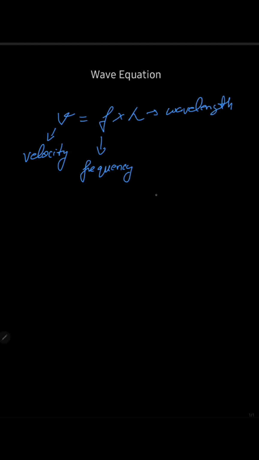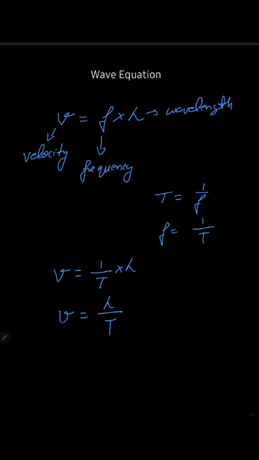We also know that time period T is 1 upon f, the inverse of frequency, or you can write frequency as 1 upon T. T is the time period. So you can replace f with the time period also. So V is 1 by T times lambda, or you can also write V is lambda by T, where V is the velocity, lambda is the wavelength, and T is the time period of the wave.